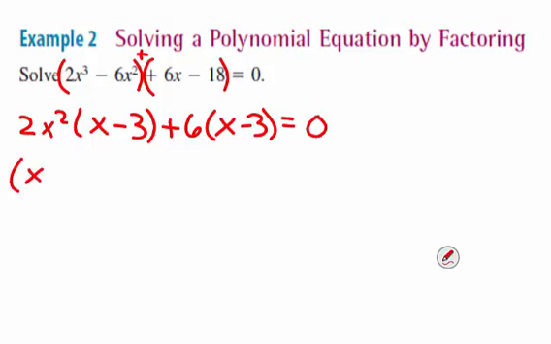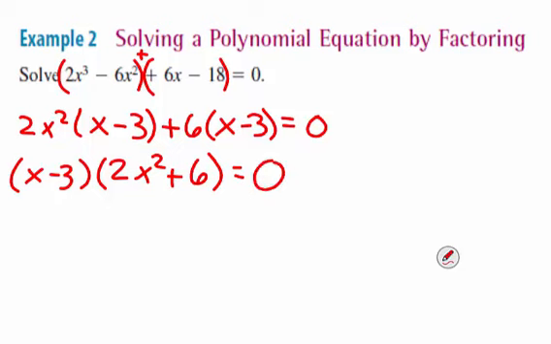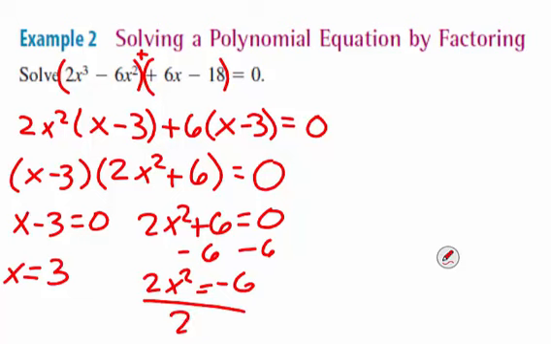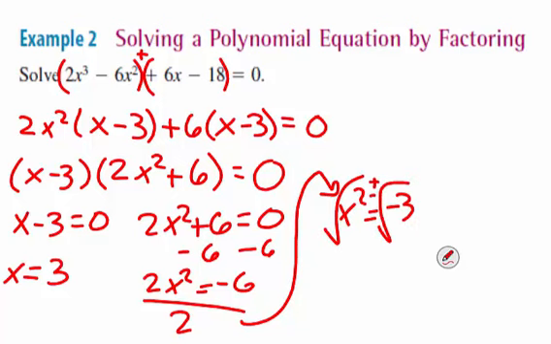So now we have that common binomial x minus 3 that we factor out, and then we're left with 2x squared plus 6. So now we have got that factored, so we're going to be able to set both of those binomials equal to 0. So we end up with x equals 3, and then here we got to subtract 6 from both sides, and then we're going to divide everything by 2. So we get x squared equals negative 3. So remember, when we take square root of a negative number, we're going to have an imaginary result. So we would have x equals plus or minus i radical 3.